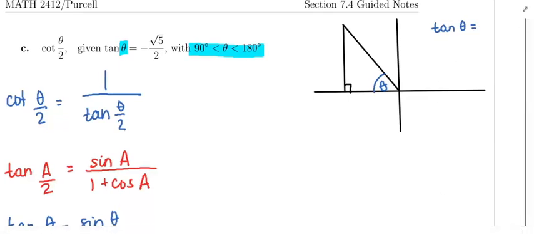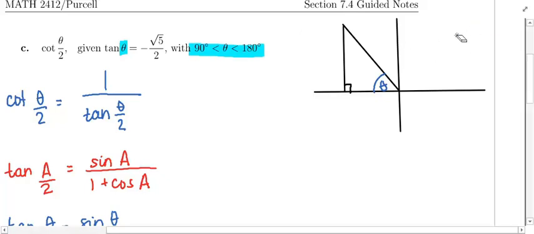over the adjacent. Okay, so we're going to have to equate that. So tangent of theta is negative square root of 5 over 2. This is the opposite over the adjacent.